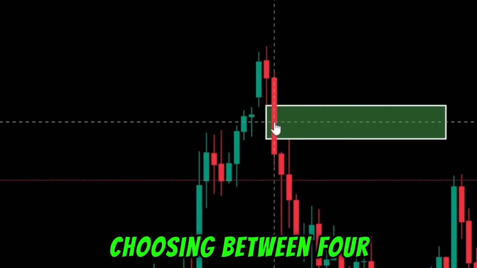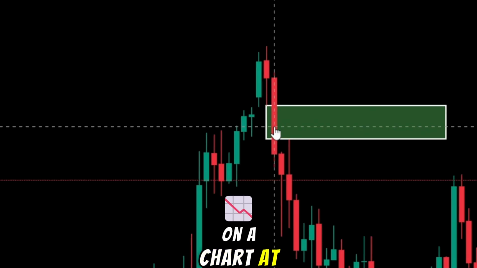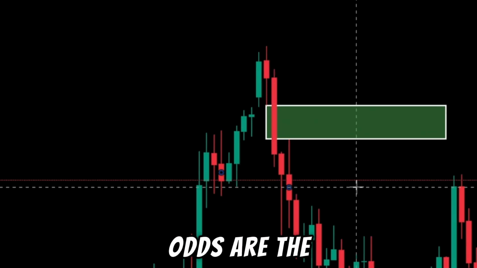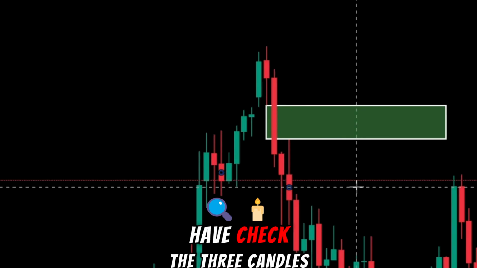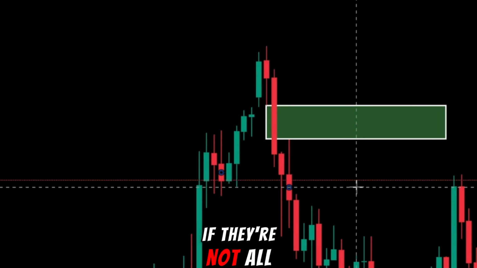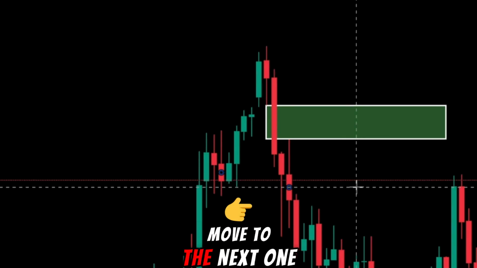And when you're choosing between 4 gaps on a chart at 7 in the morning, odds are the only thing you have. Check the 3 candles. If they're not all pointing the same way, move to the next one.